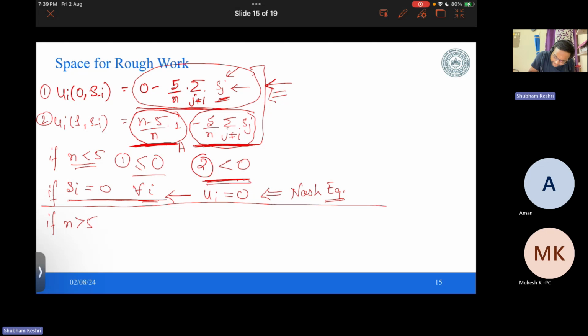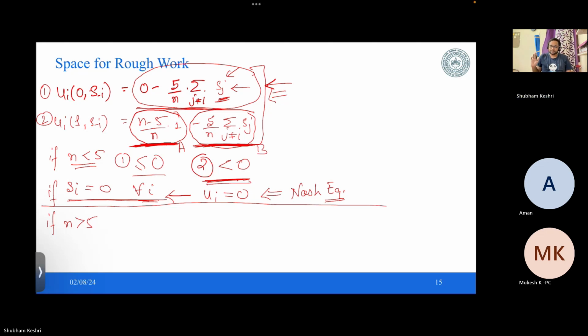So I'll write it as A and B. This term is positive, right? Term A is positive when n is greater than 5. Yes. Term B can either be negative or 0. Now you see this Sj. If n is greater than 5, suppose n is 6, and this Sj can take either value 0 or 1. So when n is more than 5, when it is 6, this sum will always be more than 5.